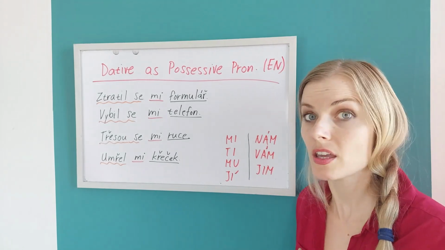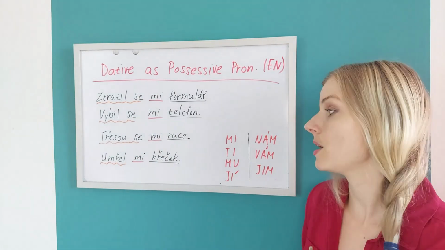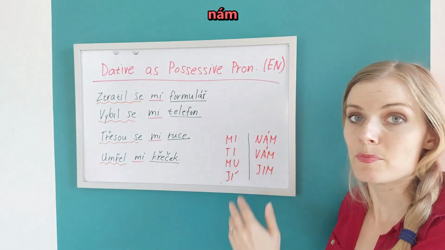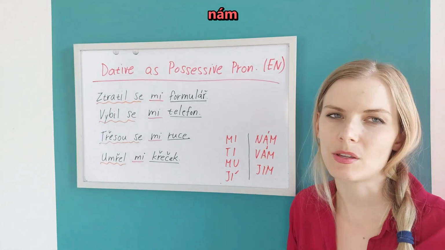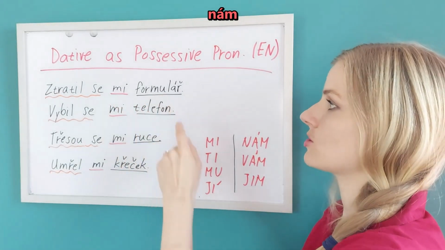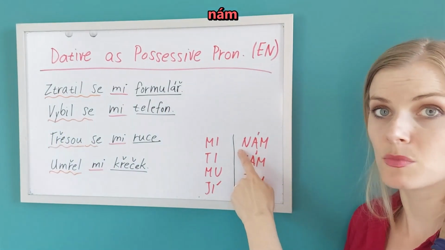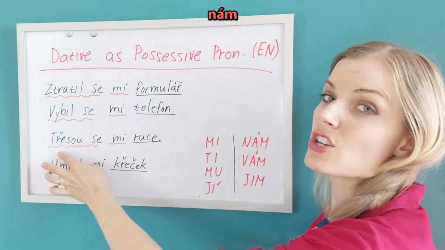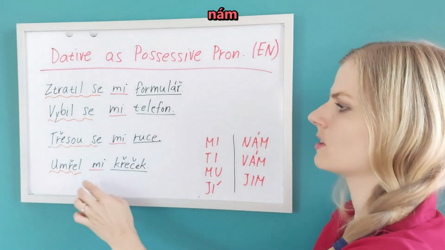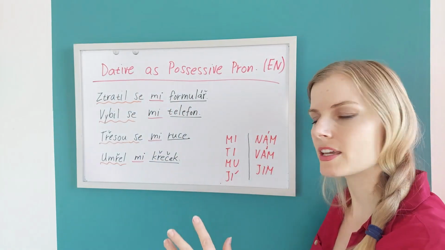Let's do a quick exercise. Let's replace all these dative forms by a different person. Instead of mi, we will say nám, to us. So we're going to be talking about something of ours. Ztratil se nám formulář. We lost our form. Vybil se nám telefon, třesou se nám ruce, umřel nám křeček. And you can do more combinations like this.